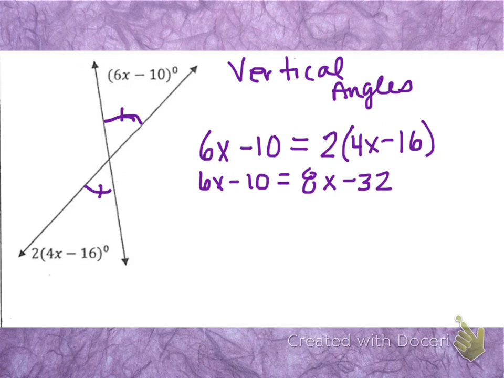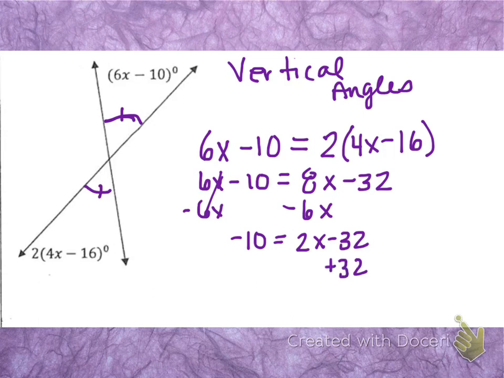And now I need to get all the variables to one side and all the constants to the other. I'm going to subtract 6x from both sides. You don't have to do that. You could subtract 8x from both sides, do it the other way, but I like my variables to be positive here if I can. So that's going to give me 2x minus 32 on the right and negative 10 on the left. And then I'm going to add 32 to both sides. That's going to give me 22 is equal to 2x. And I divide both sides by 2, giving me x is equal to 11.